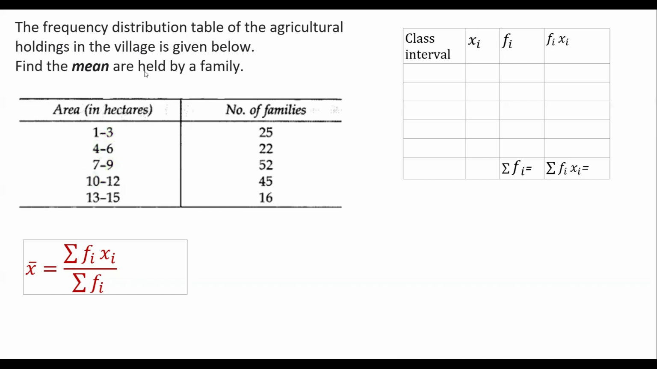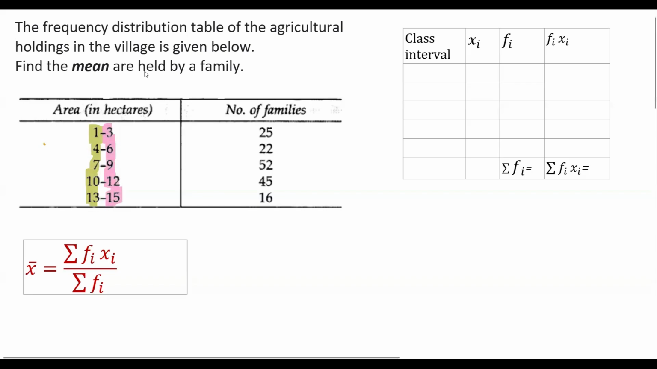When you have data like this, we first have to convert the class intervals into continuous form. The difference is 1, so you'll be subtracting 0.5 from the lower limit and adding 0.5 to the upper limit. One more time: from the lower limit we subtract 0.5, and to the upper limit we add 0.5.